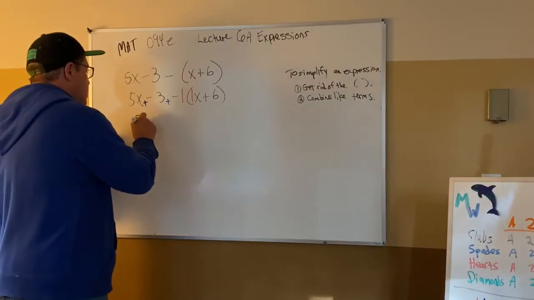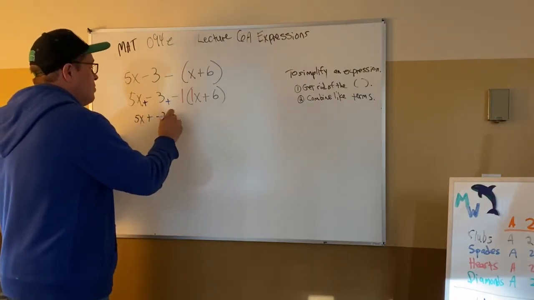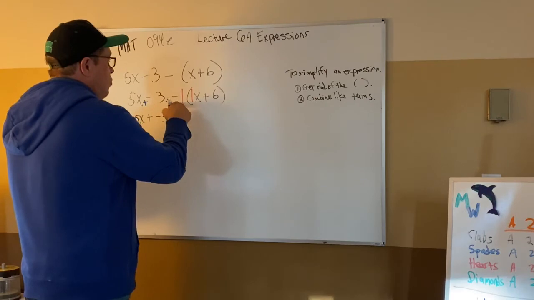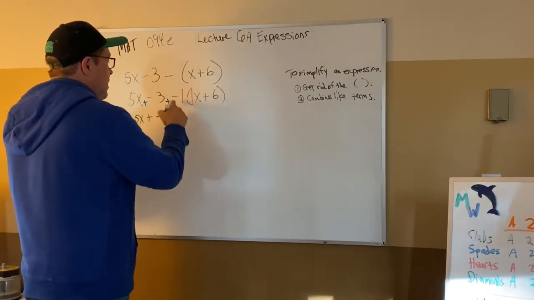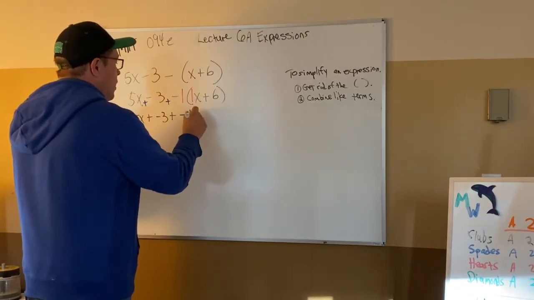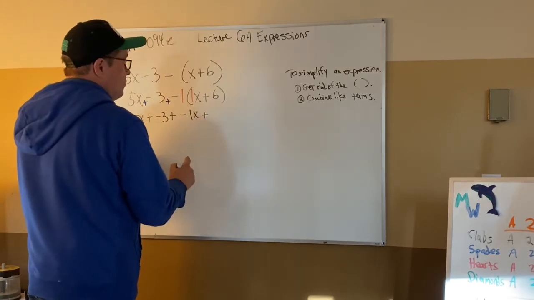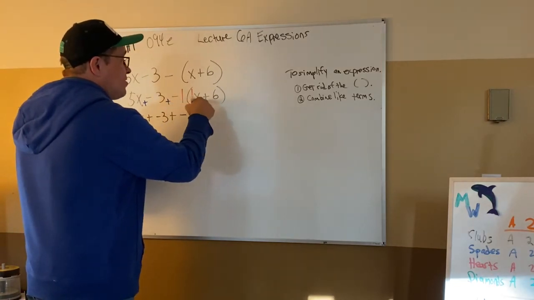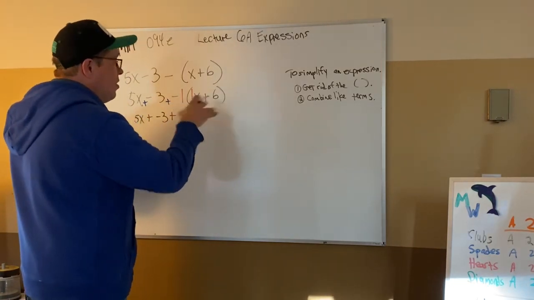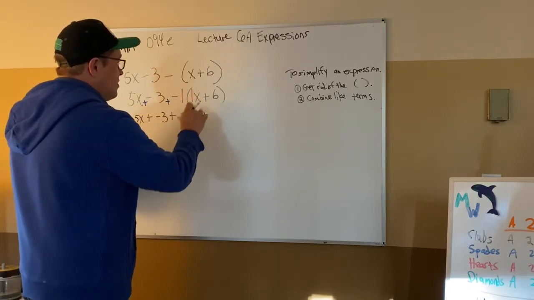5x doesn't change. Plus negative 3 doesn't change. Plus, I have negative 1 times 1. These 1s get multiplied to have a single dash. Negative 1x. Plus, negative 1 has to reach the 6. It doesn't just hit the 1 and say, I'm out, done, did my job. It's got to reach the 6.